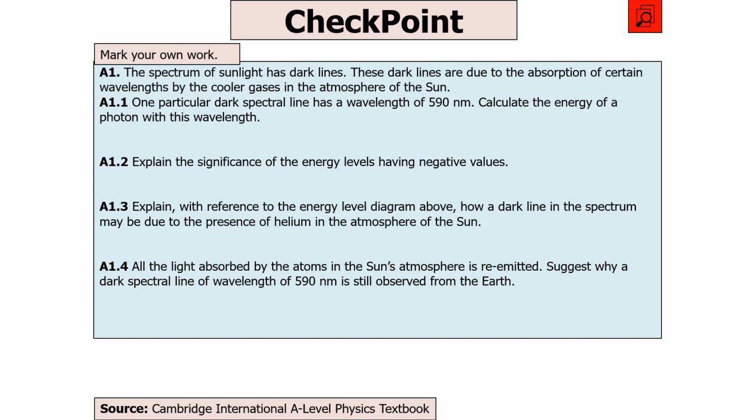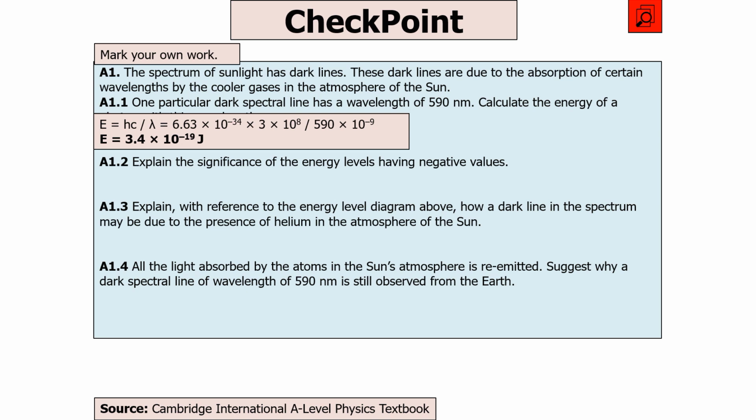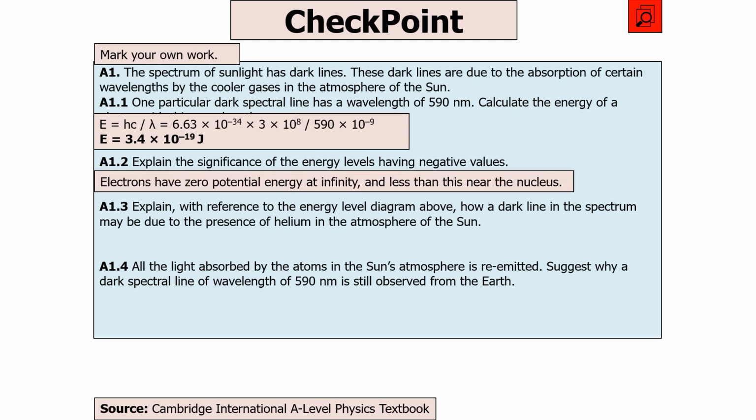Right, in this question, the first one you've got to do is use your photon energy equation, but we've already been given the wavelength. E equals hc over lambda. Convert nanometers into meters by times 10 to the minus 9, so the value is 3.4 times 10 to the minus 19 joules. It's important to know why they have negative values. It's because we say the electrons have zero potential energy at infinity when they're released from the atom, so therefore they've got to have put energy in to get to zero, so they start off as a negative value.